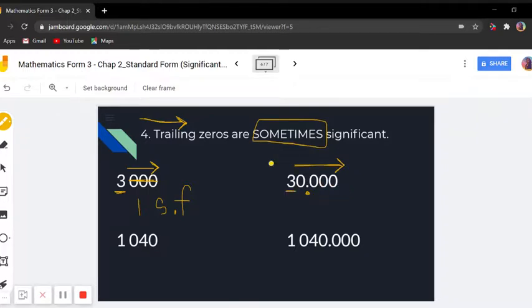So, how many significant numbers are here? Let's count it together. 1, 2, 3, 4, and 5. So there are 5 significant figures.